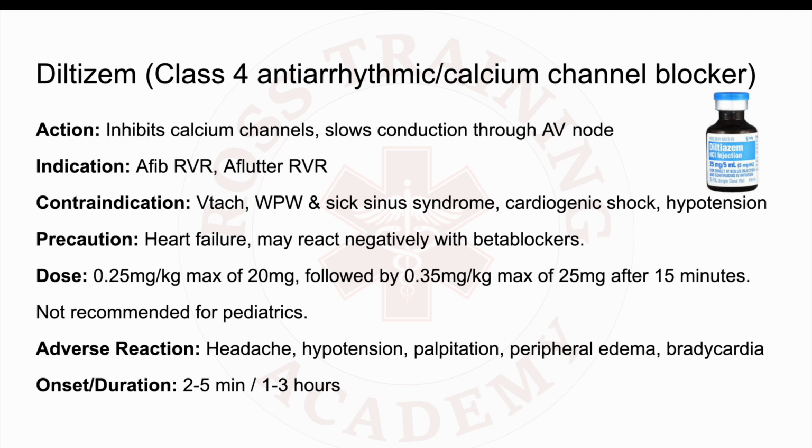The dose is going to be 0.25 milligrams per kilogram for a max of 20 milligrams, followed by 0.35 milligrams per kilogram with a max of 25 milligrams after about 15 minutes. And then this is not going to be recommended for the pediatric patient. Adverse reactions are going to be headache, hypotension, palpitations, peripheral edema, and then bradycardia. Onset is going to be about 2 to 5 minutes, and then the duration is going to be 1 to 3 hours.